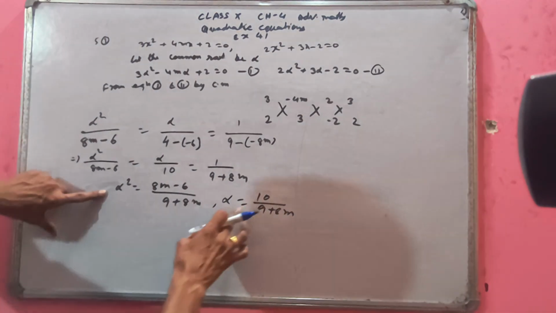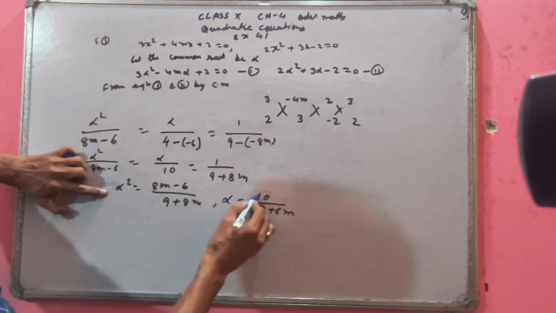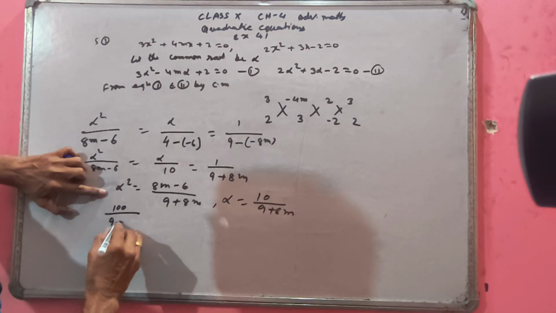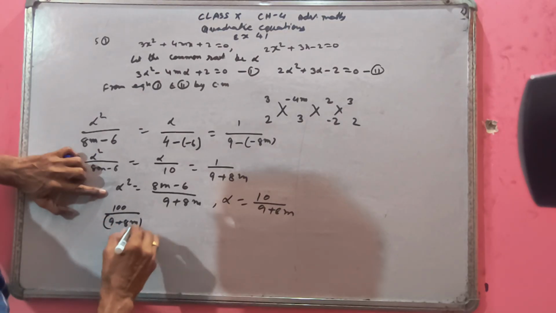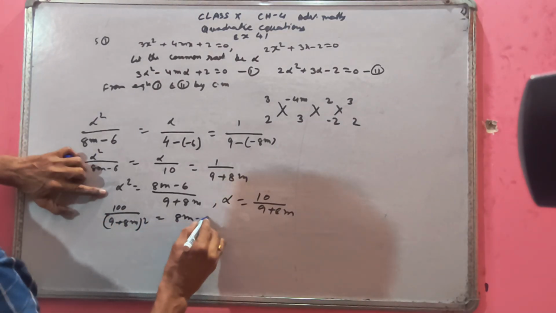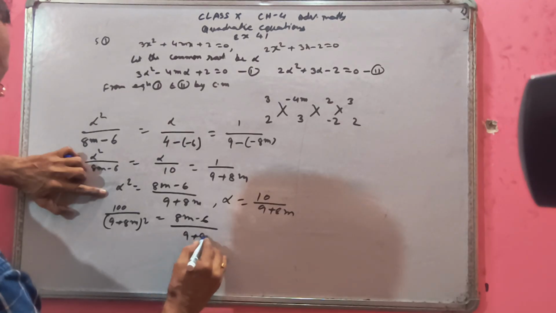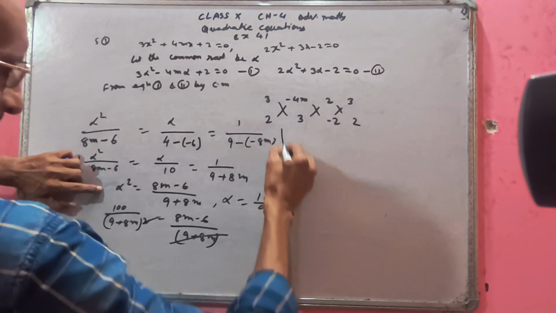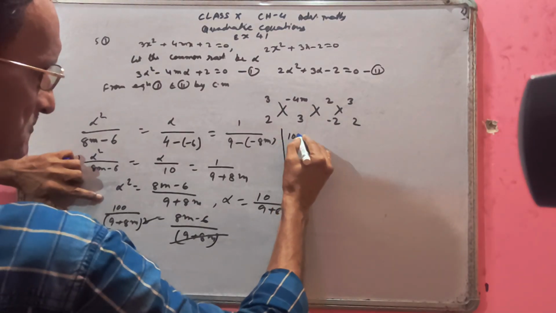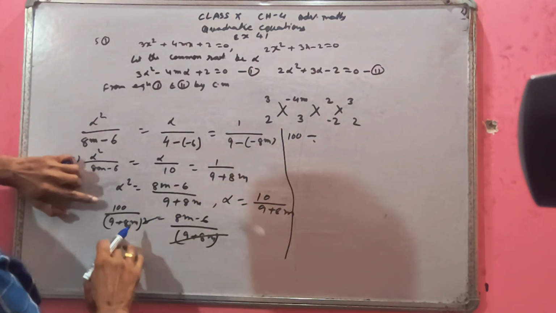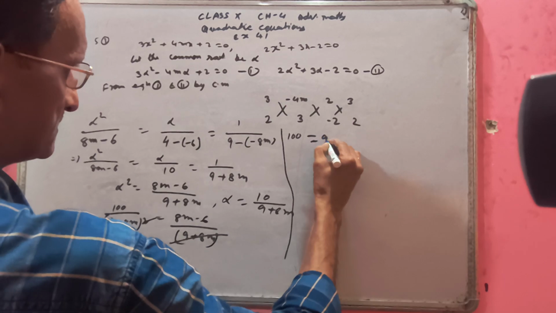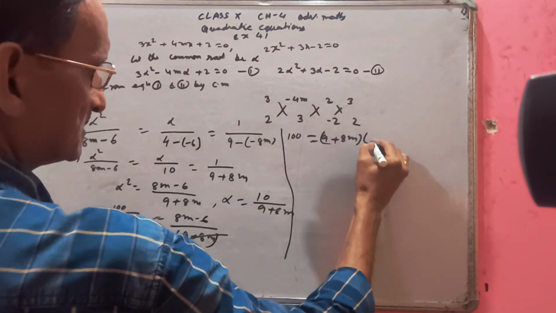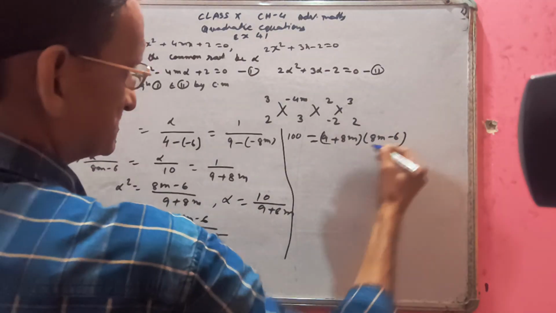Now put the value of alpha here. So alpha equal to this. So alpha square equal to 100 by 9 plus 8m whole square is equal to 8m minus 6 by 9 plus 8m. So this and the square will cancel. What will we get? 100 equal to this into this. So 9 plus 8m into 8m minus 6.